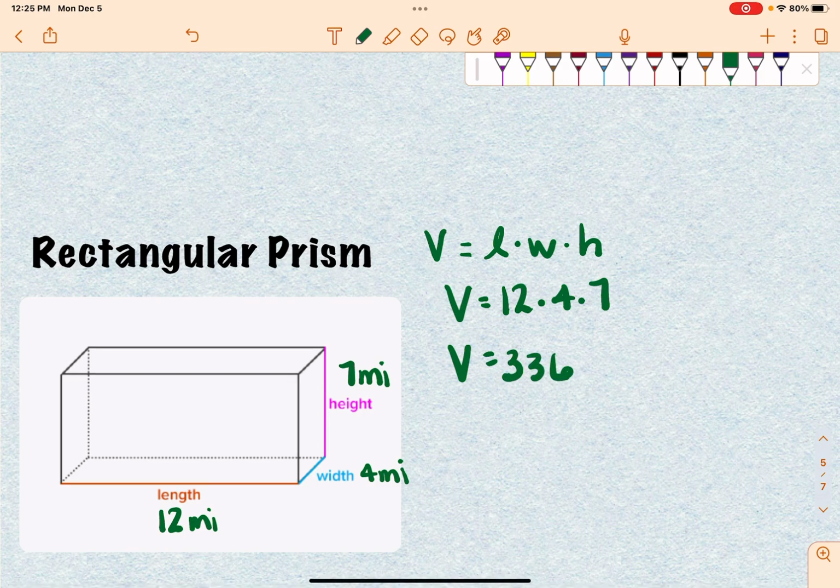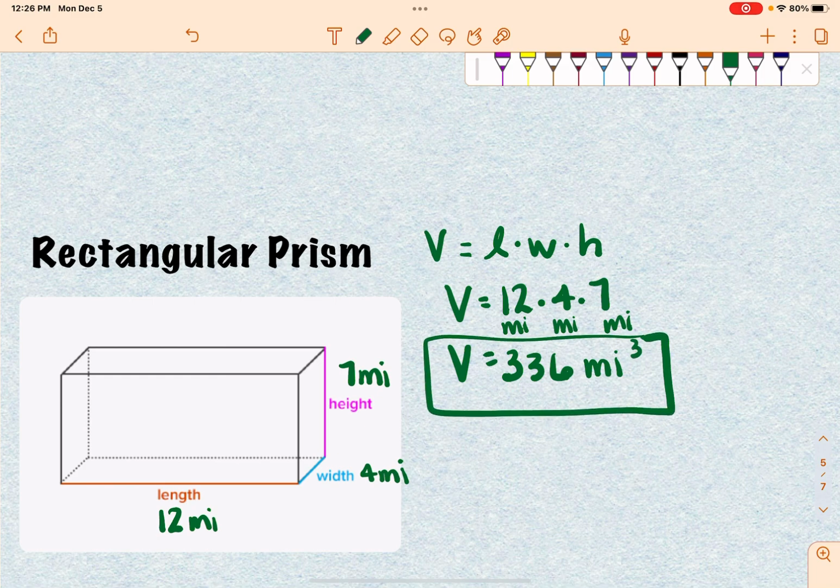Now, here's the part you need to remember. This is miles, this is miles, and this is miles. So there's 3 of them. So it's going to be miles cubed. That's the big change for volume.